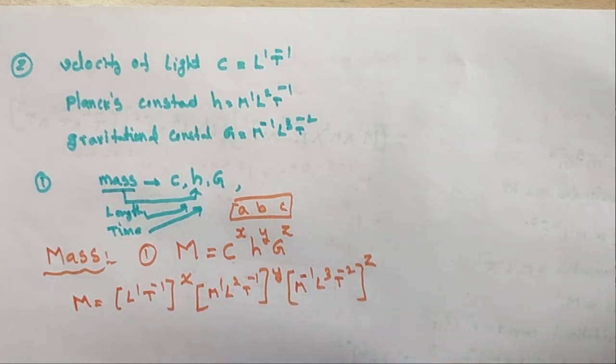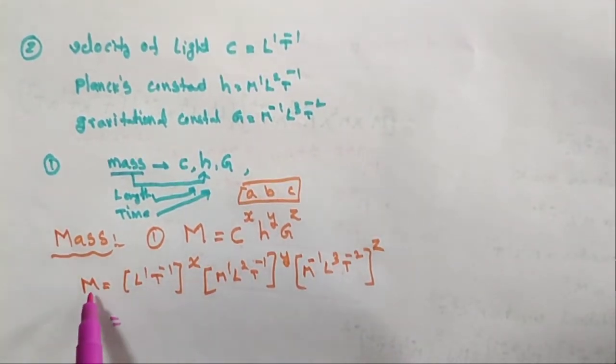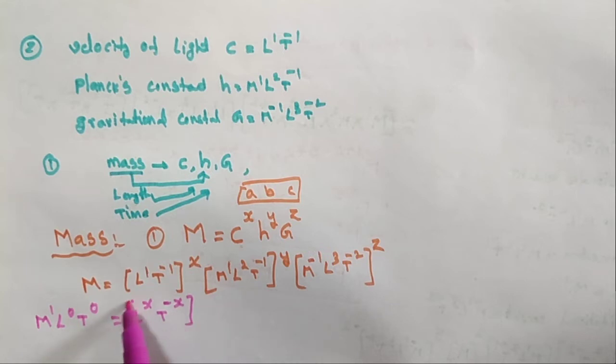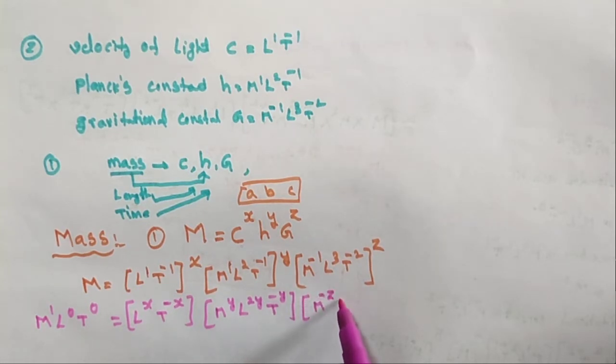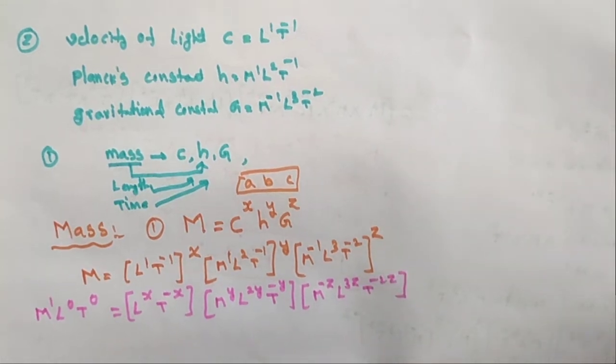So here now you can substitute. Already we know that. I will write mass as M power 1, L power 0, T power 0. And this is L1 into x, L power x, T power minus x. And here, M1 power y means M power y, L power 2y, T power minus y. And the same thing, M power minus z, L power 3z, T power minus 2z. So already we know that.